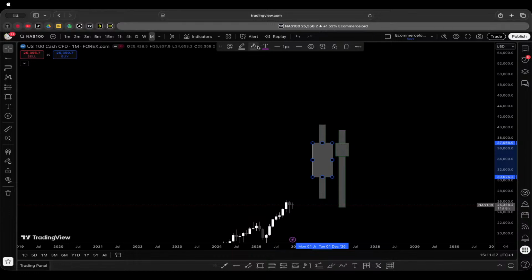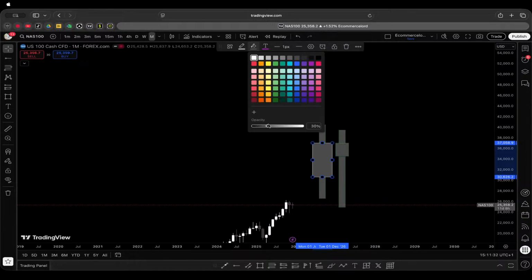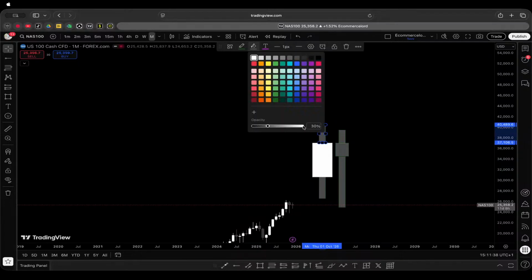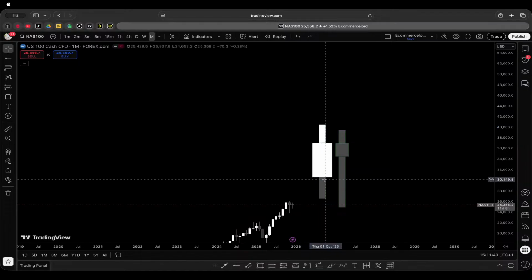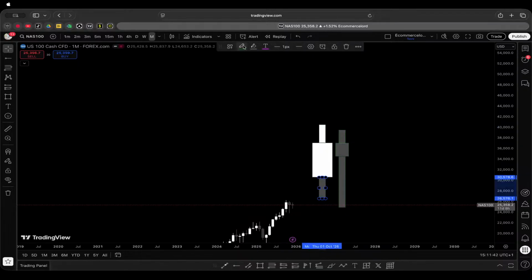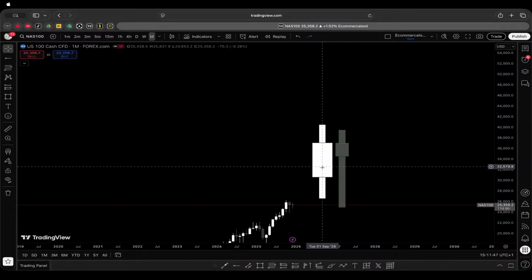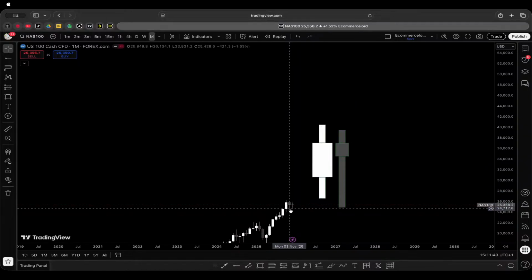Fill with white. Why isn't it? Oh, I see why not. Fill with white. The other one too. Fill with white. So yeah, this is a presentation of these two candles, this bullish and this bearish candle.